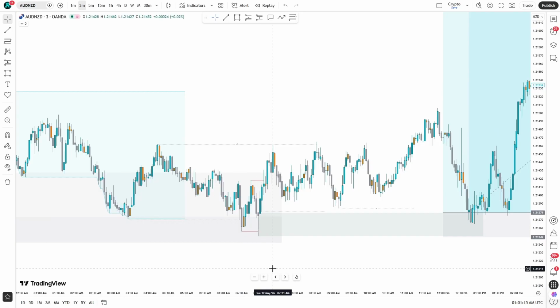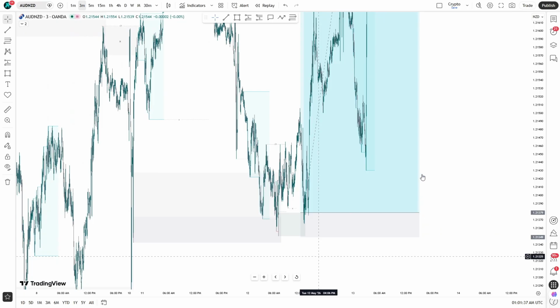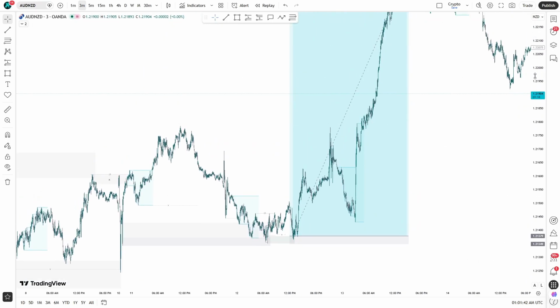This is a clearer view of it. Very clean change of character. Flip of liquidity, break of swing high, then formation of inducement, sweep of liquidity, then mitigation of point of interest. So after market mitigated that point, we rallied up to the higher time frame swing high.